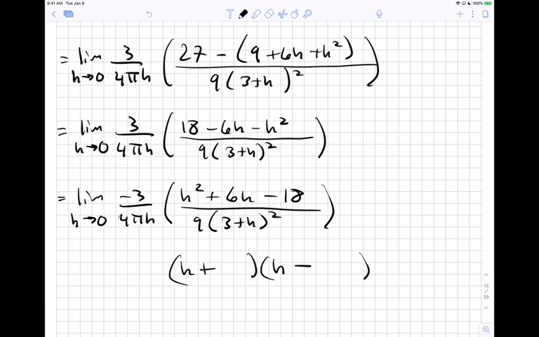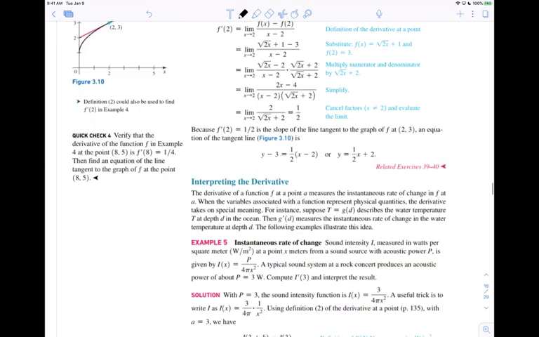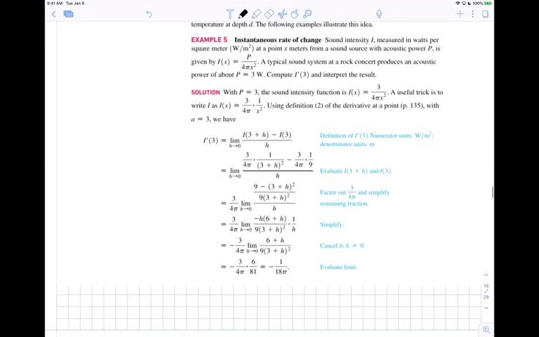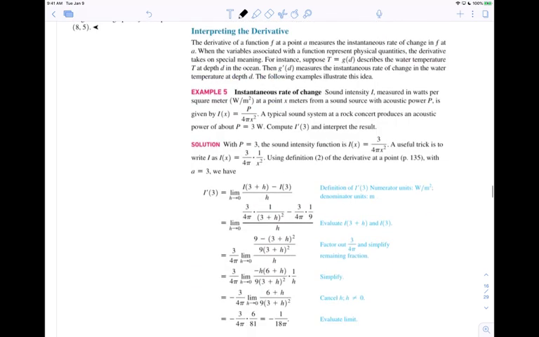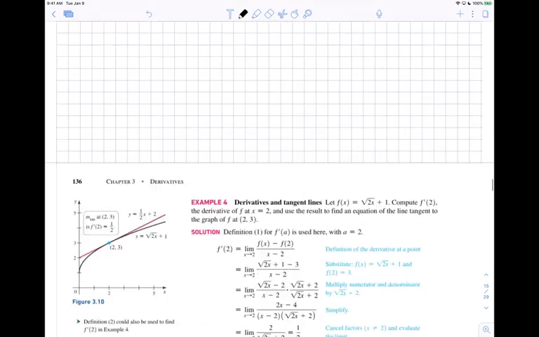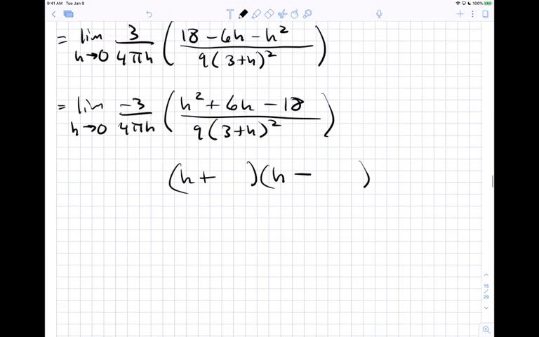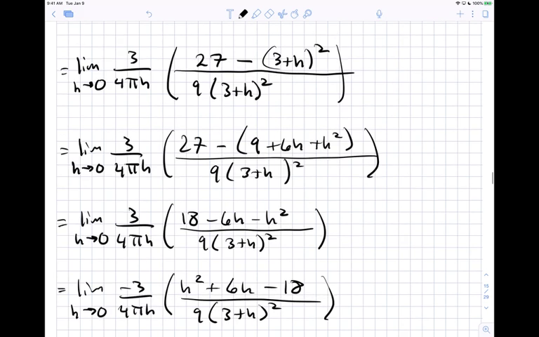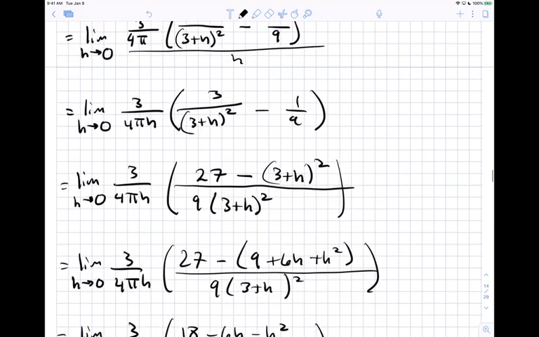I'm going to glance at the answer for the sake of time. Well, we did that one. They factored out that like we did. 6 plus h. I feel like I made a mistake. 3 plus h squared, right? That's going to be a 9. Oh, maybe that's where I messed up. 27. Let me back up.